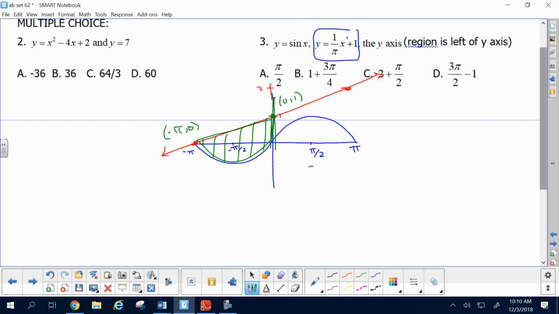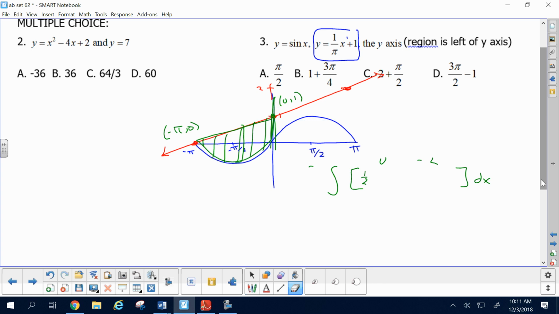Now we set up our integral. What is our integral? It's the sum of many rectangles. The base of the rectangle is dx, and the height of the rectangle is always upper minus lower. What's the upper here? The line or the sinusoid? The line. So 1 over pi x plus 1 minus the bottom, sine of x.